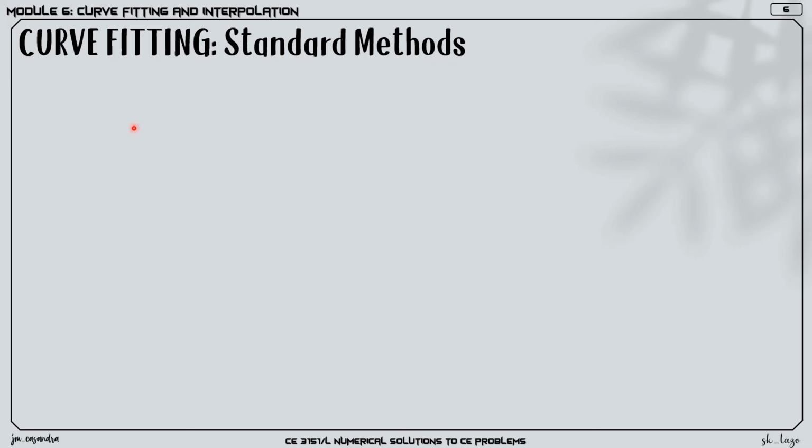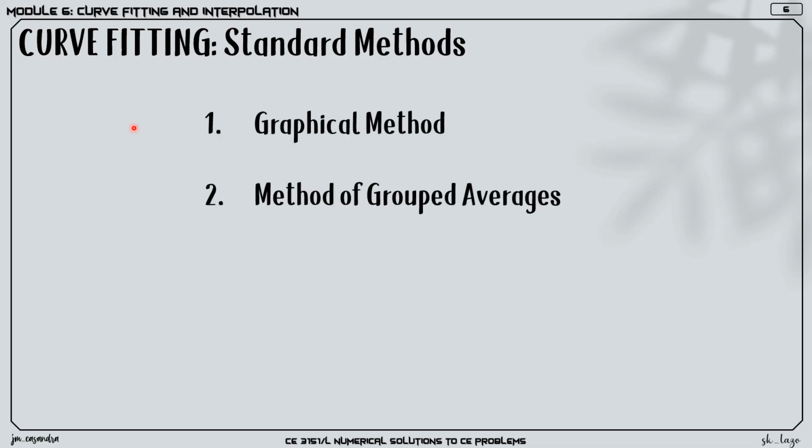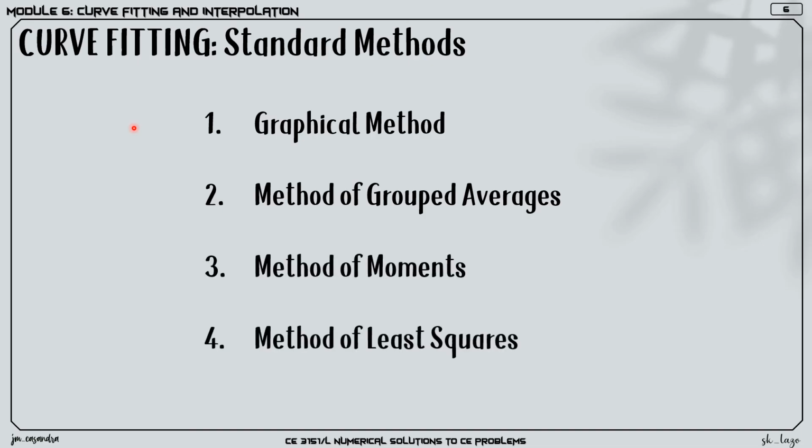So there are four general standard methods that we follow in curve fitting. The first one is the graphical method. The second one is the method of grouped averages. Third is the method of moments. And fourth is the method of least squares. For the different methods in curve fitting, we are going to discuss this in our next lectures.